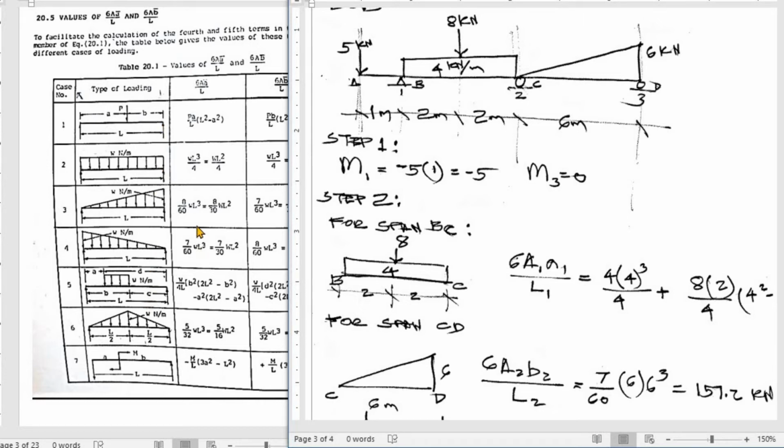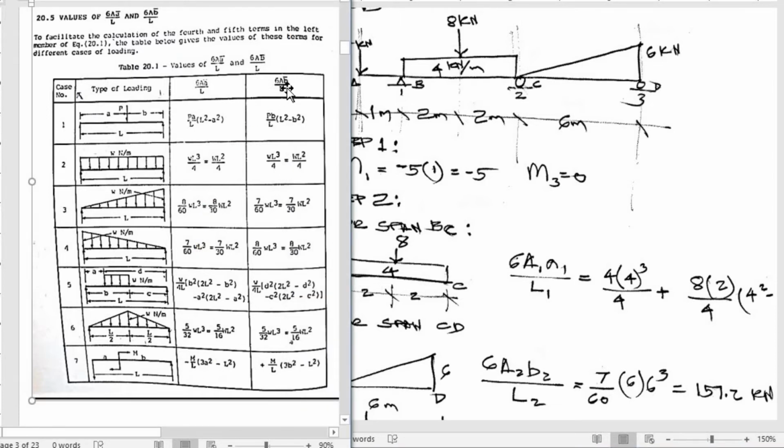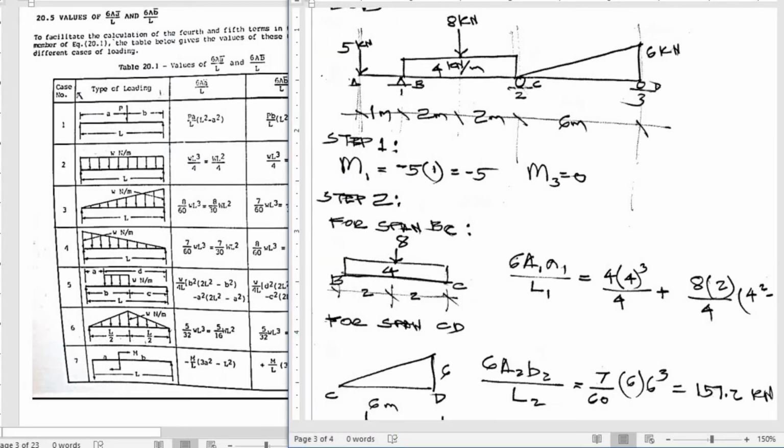So, ang gagamitin natin ngayon is 6AB all over L. Ito, which is 7 all over 60 WL cube. Ito siya. Okay? Yung small w, yan yung 6. So, ito yun. 7 all over 60 times 6 times L cube. Okay, ito, which gives us 151.2.